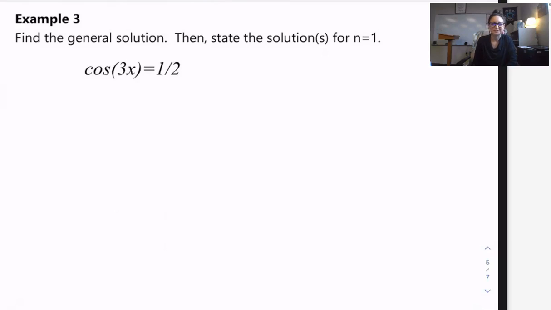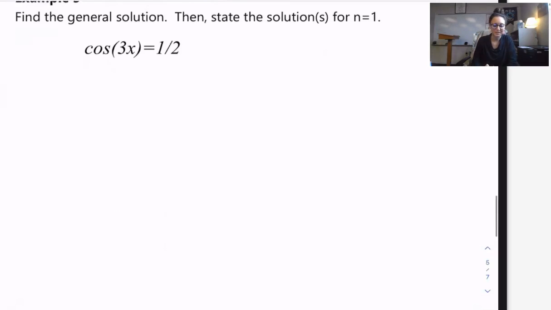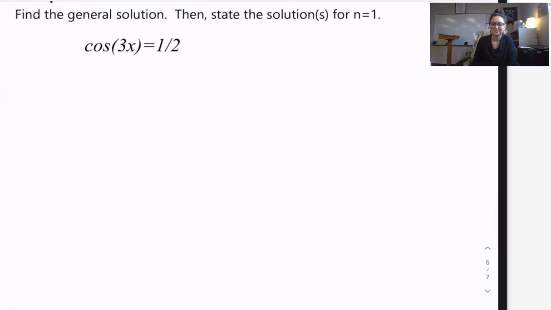All right, I'm going to force a pause on your screen. Can you please copy example 3? And then we will work this one together.